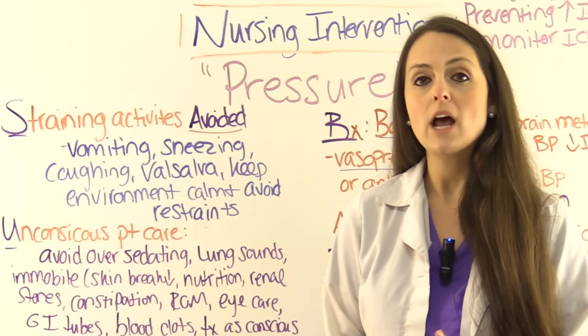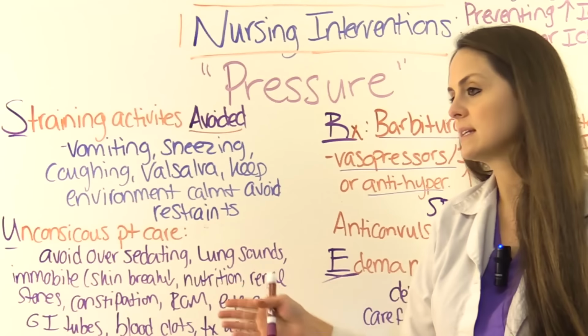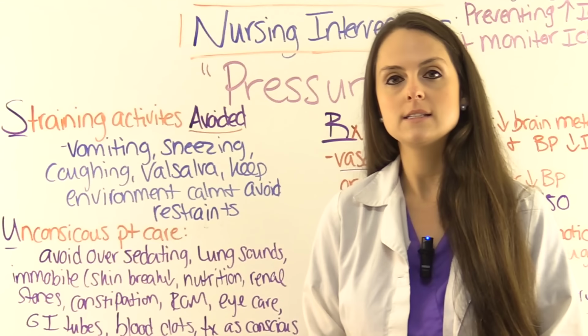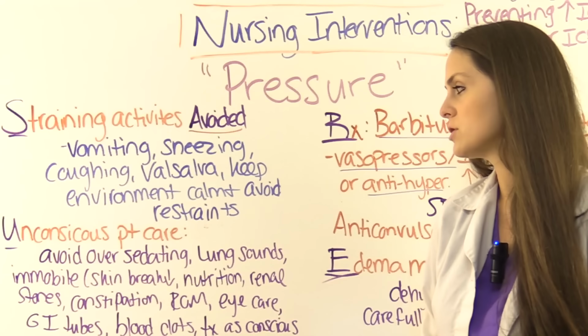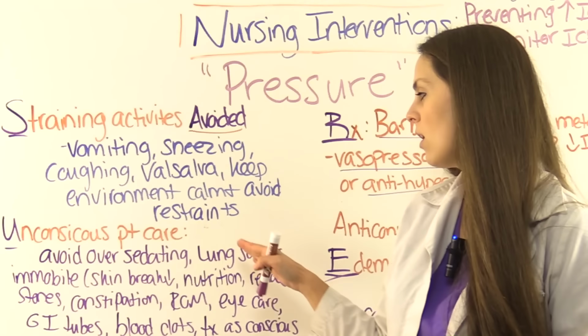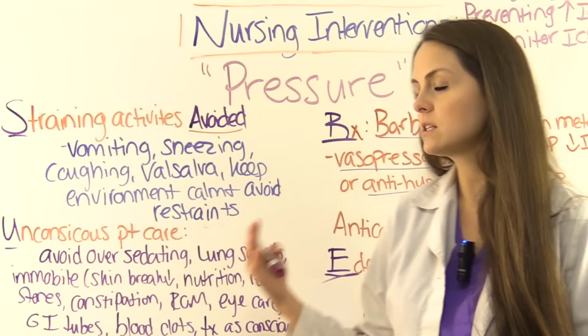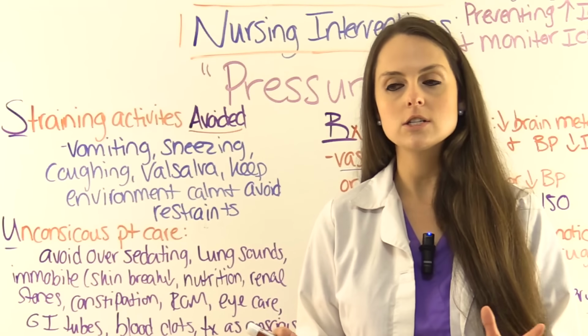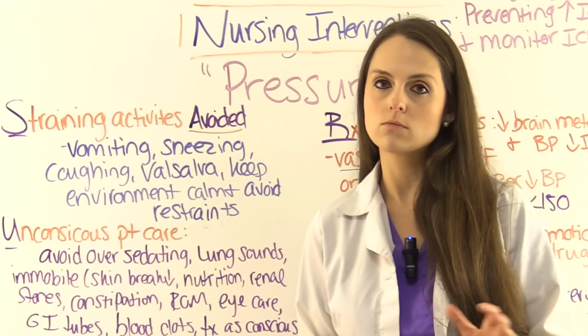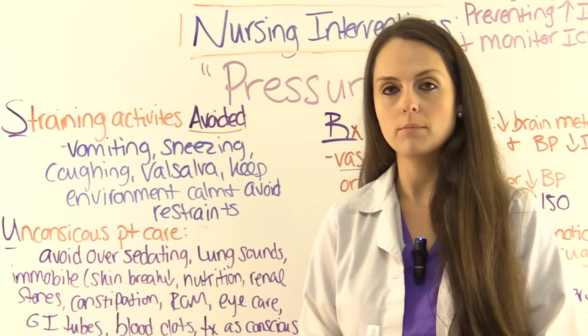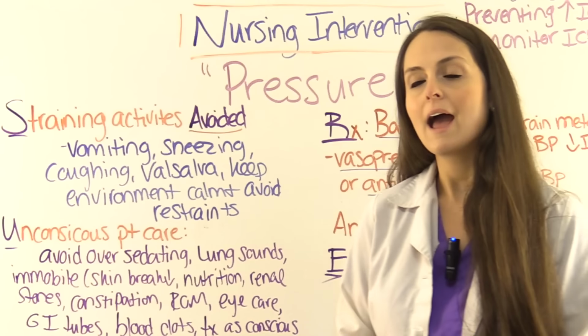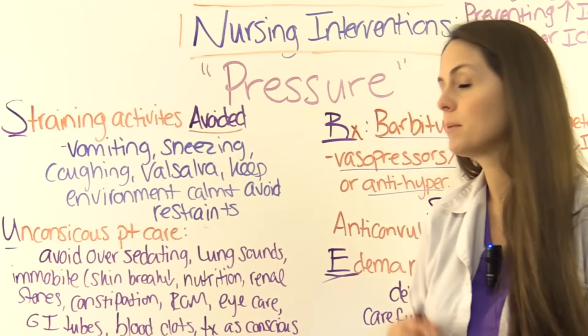So next, U for unconscious patient care. You'll want to avoid over-sedating them because it can mask those early signs and symptoms that intracranial pressure is happening. Also, you'll want to be watching their lung sounds, listening to those, because if they're unconscious, they can't move. So you'll want to roll them, make sure those secretions are not pooling, and suction as needed. But remember, that increases intracranial pressure, so be careful with that.